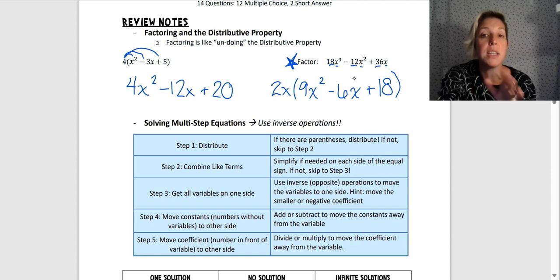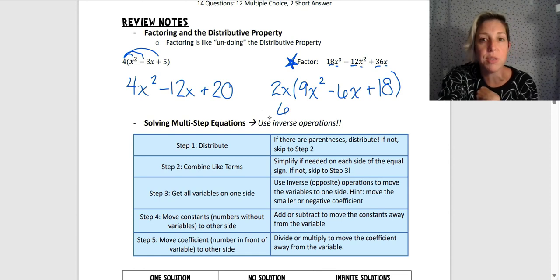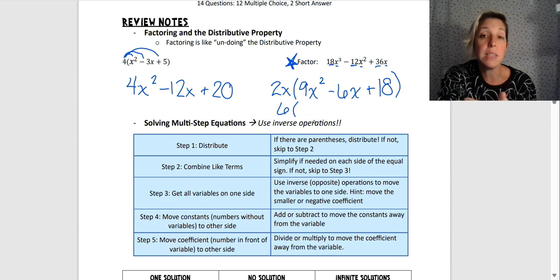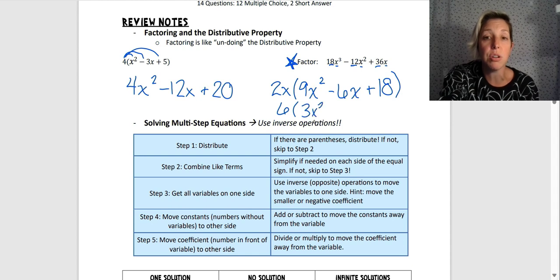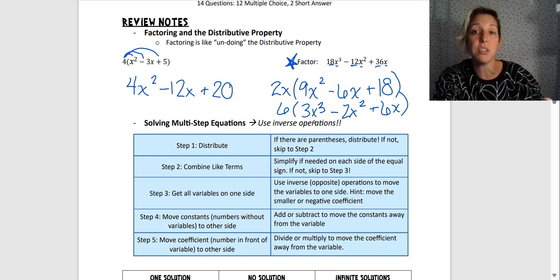Another way to factor it is if you look at 18, 12, and 36 and think, oh, 6 goes into all of those evenly, and you don't even worry about the variables. You can also divide each of them by 6. So 18 divided by 6 would give me 3x to the third minus 2x squared plus 6x. That's another way that you could factor that. So that's just 2 examples of factoring.